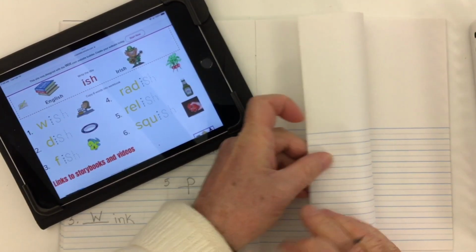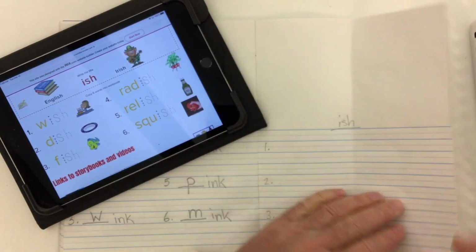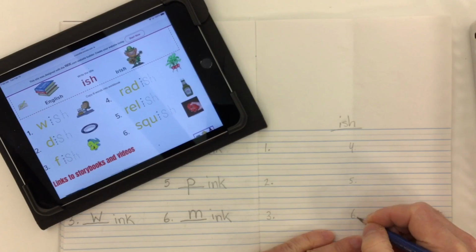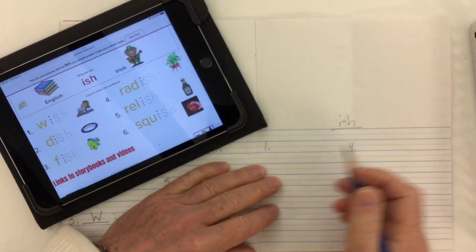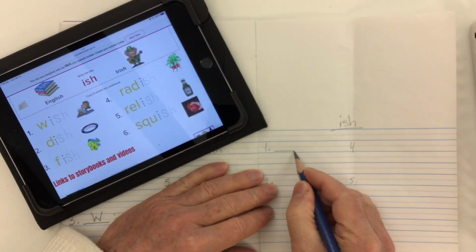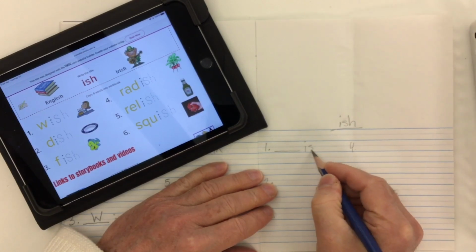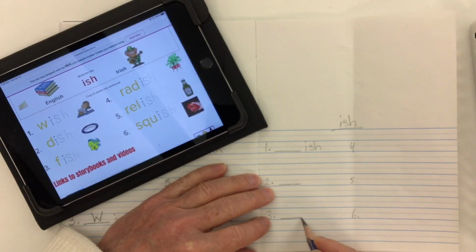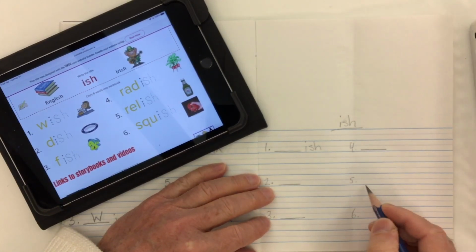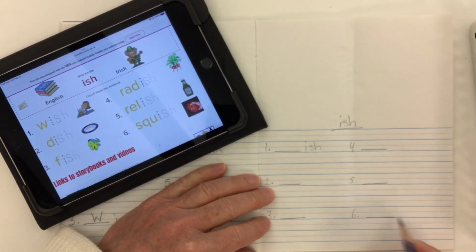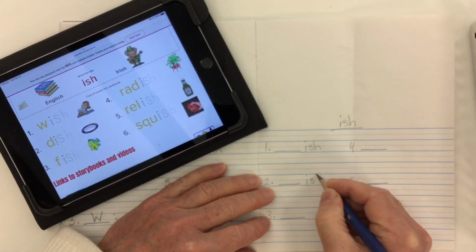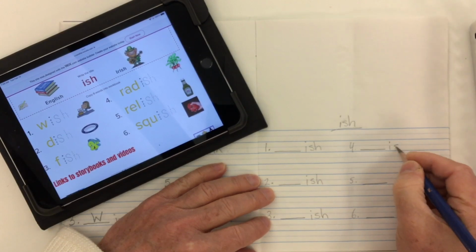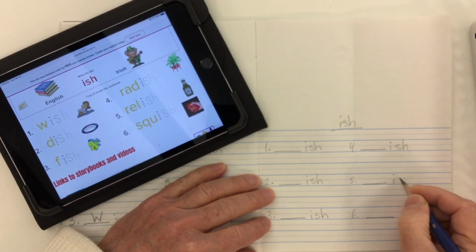And then down the middle of the page, which we can find by folding our page over, we'll put our 4, 5, and 6. Now I know it's a word family ending. That means that every word is going to end in ISH. So what I'm going to do is put a line right after each number for those mystery missing letters. And then I'm going to put my ISH after each line, because I know that all the words are going to end in ish.